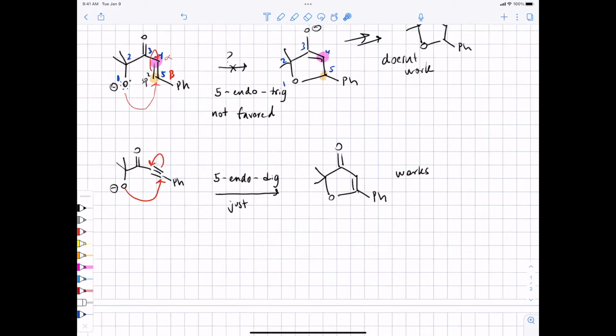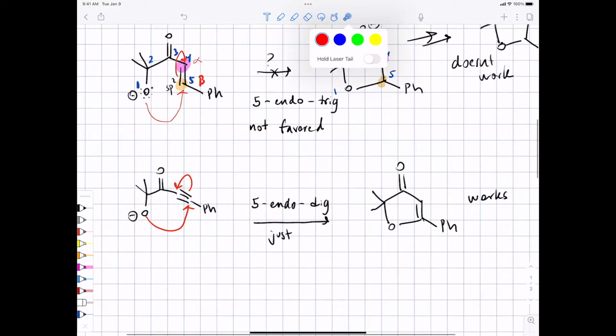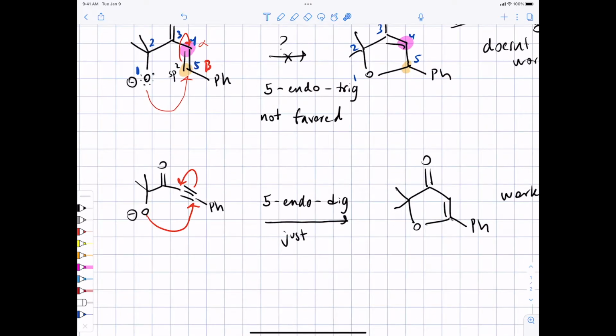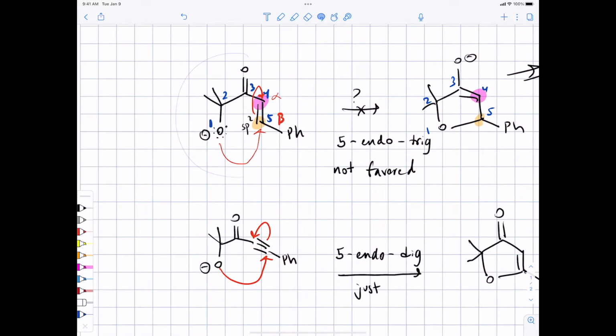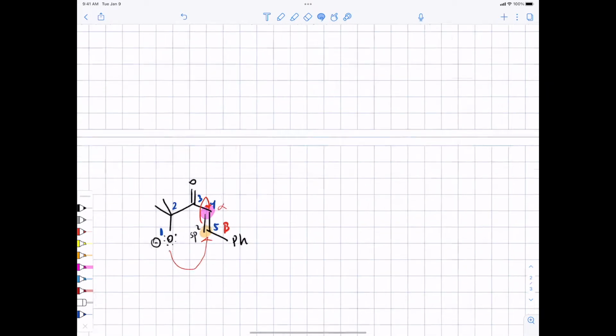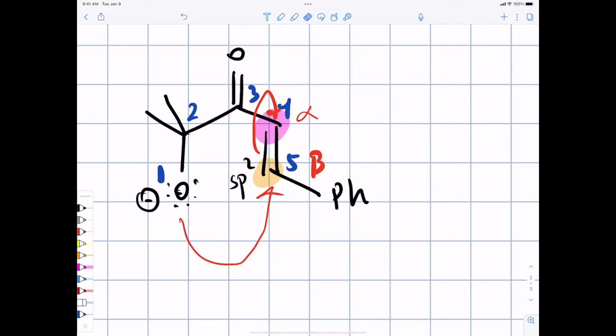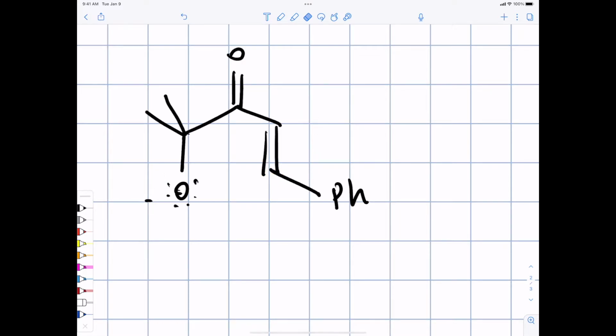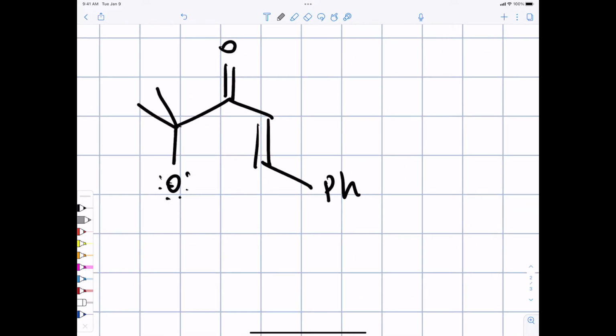Yep. So at first, to my eyes, it looks like it might be difficult for this oxygen to reach all the way over there. So let's try to simplify things, erase some things, and let's try to draw where the LUMO is, and then maybe we can get some insight into why this reaction wouldn't be favored. So I'm going to erase everything. The LUMO of this alpha beta unsaturated carbonyl compound looks something like this.